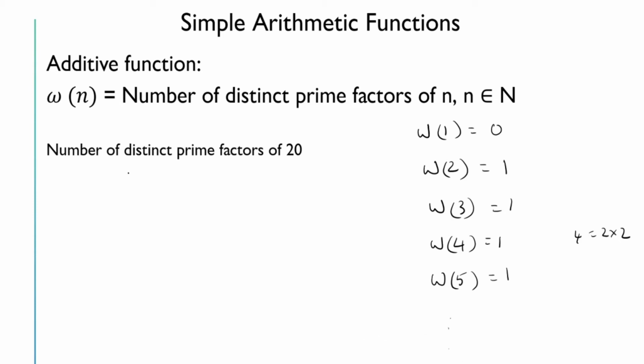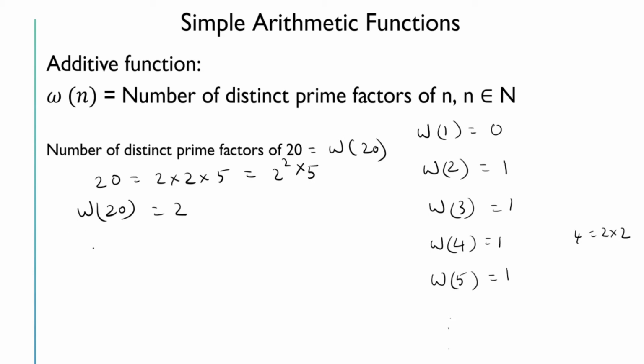So like that it goes on. Now we will see the number of distinct prime factors of 20. We can write 20 as 2 into 2 into 5. The number of distinct prime factors of 20 we denote as omega of 20. Omega of 20 is equal to 2 because 20 is 2 square into 5, so the distinct prime factors are only 2 and 5. So omega of 20 is 2.